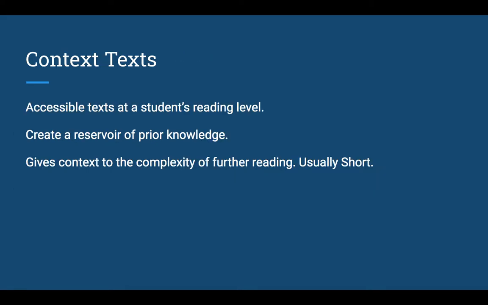So once I've picked my text, I want to think about context texts, and these are the ones that are accessible to students, and they give them a reservoir of prior knowledge. They let them understand the context. They're usually very short. They usually have some historical background. Maybe they're helping the students understand something about the author or the speaker. Those texts are trying to build prior knowledge. Maybe it's about helping them understand the vocabulary they're going to need.